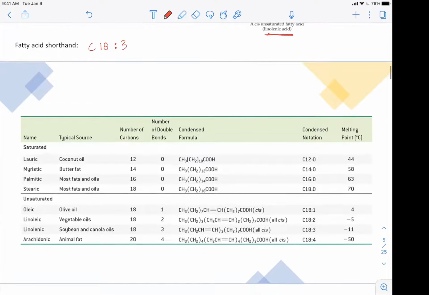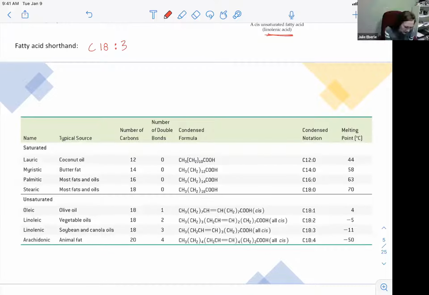Okay, so look at this table. You see the name, whether it's saturated or unsaturated, and the typical source you can find it in. It does tell you the number of carbons and double bonds, but here was that condensed notation that I just wrote out for you guys.